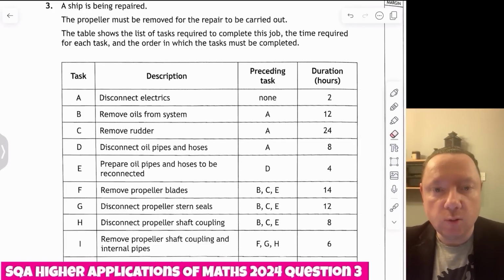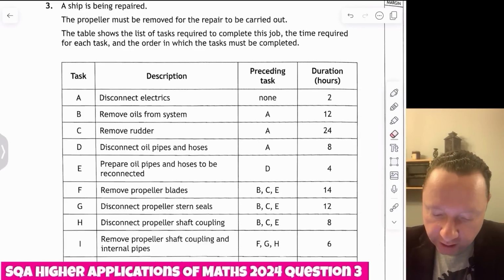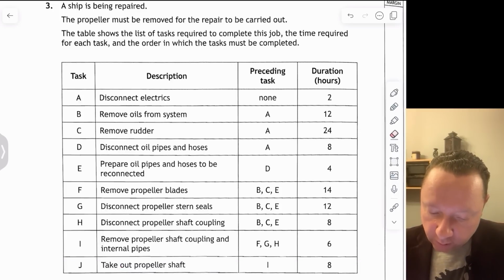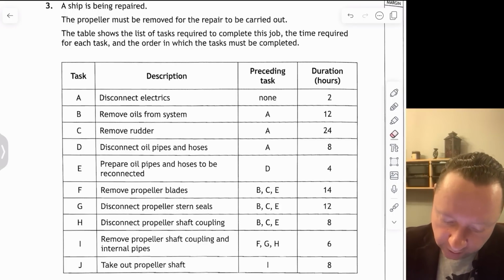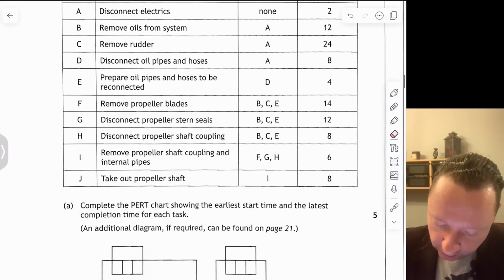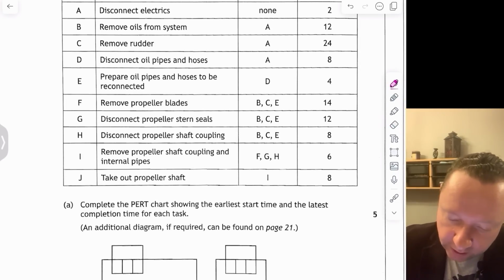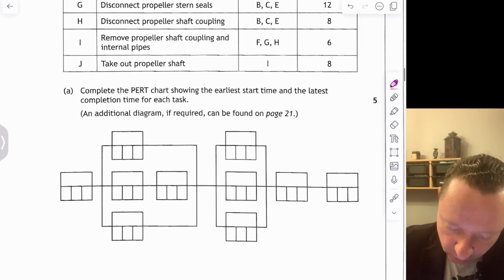Higher Applications in Maths 2024, question 3. A ship is being repaired, the propeller must be removed. For repair to be carried out, the table shows a list of tasks required to complete this job in the time required, and the order where it must be completed. So we need to complete a Pert chart showing the earliest start time and latest completion for each task. So let's start off A, disconnect electric. So A is this one, and that takes 2.